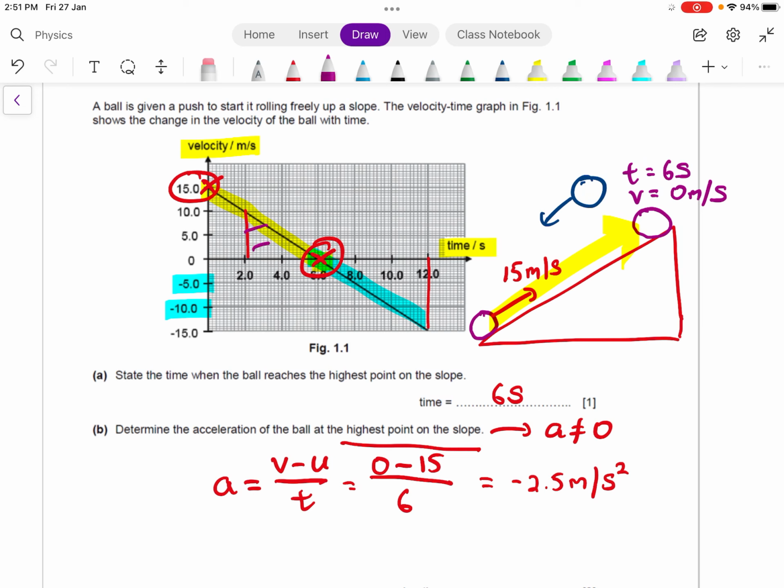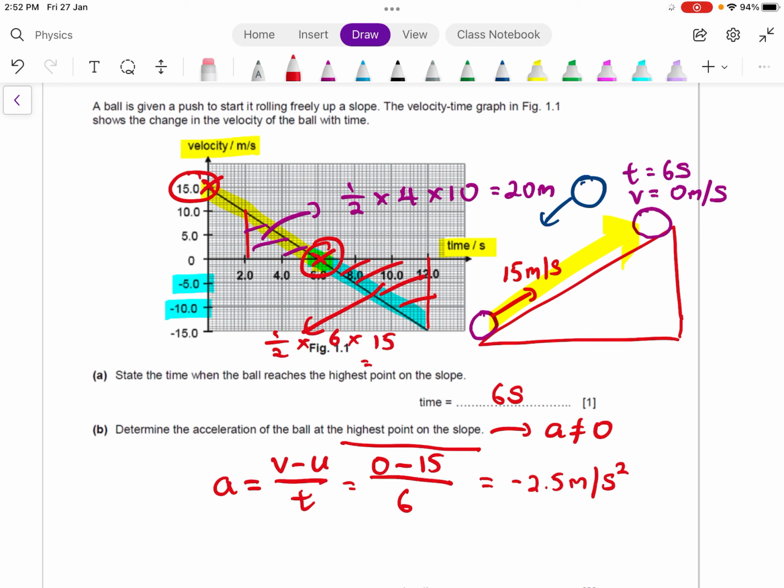So the very first triangle, you just need to calculate half times base. The base is 6 minus 2, which is 4, times height. The height is 10, so it's roughly 20 meters. Then for this negative region, you just take the magnitude, because for distance there's no negative. Half times base, the base is 6, then the height is 15.